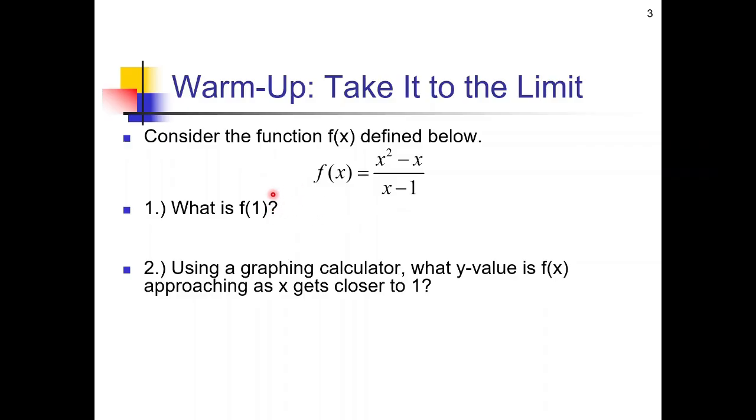Alright, so if we plug 1 in for all the x values here, so 1 squared minus 1 and 1 minus 1, well, our numerator is going to come out to 0, and so is our denominator. So we end up with something like 0 over 0. Now, what is that actually?